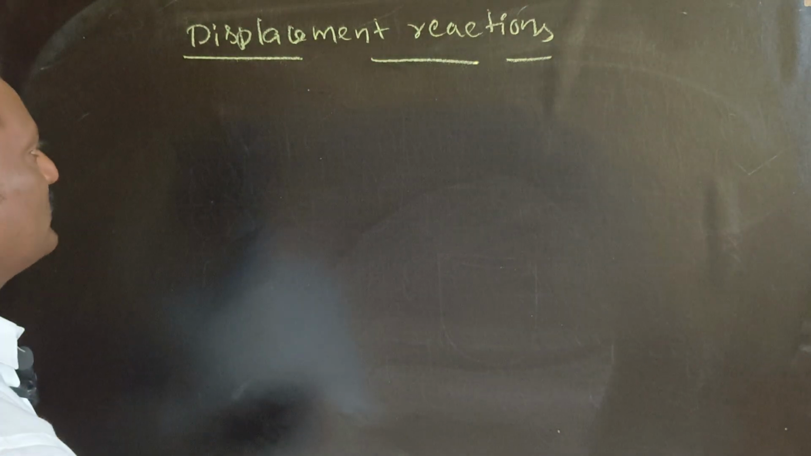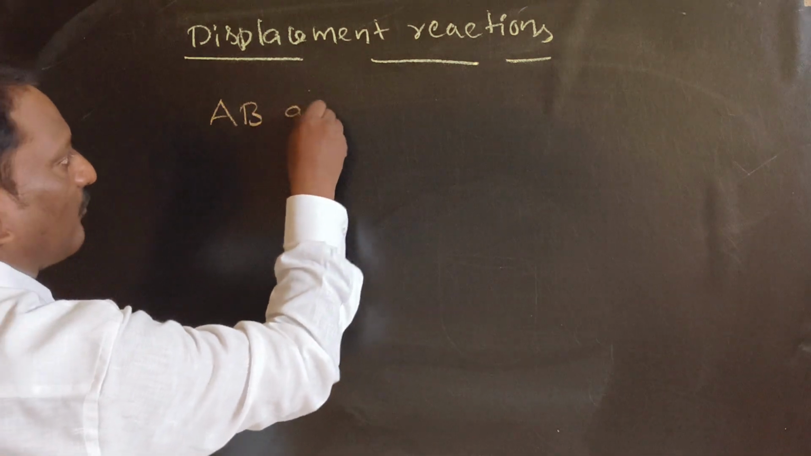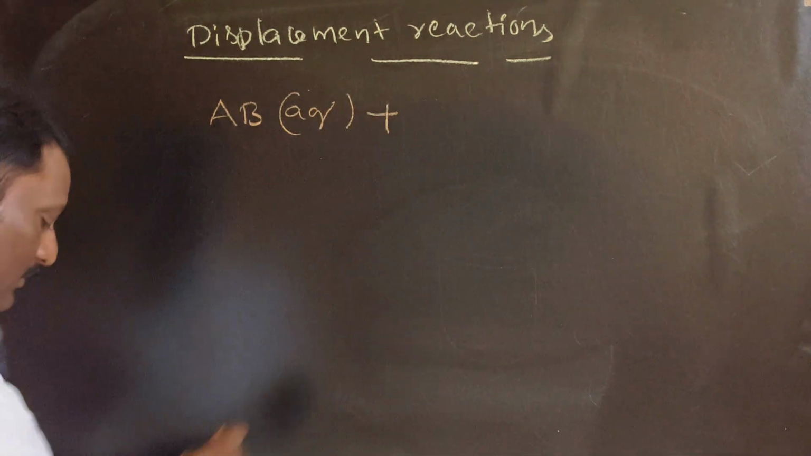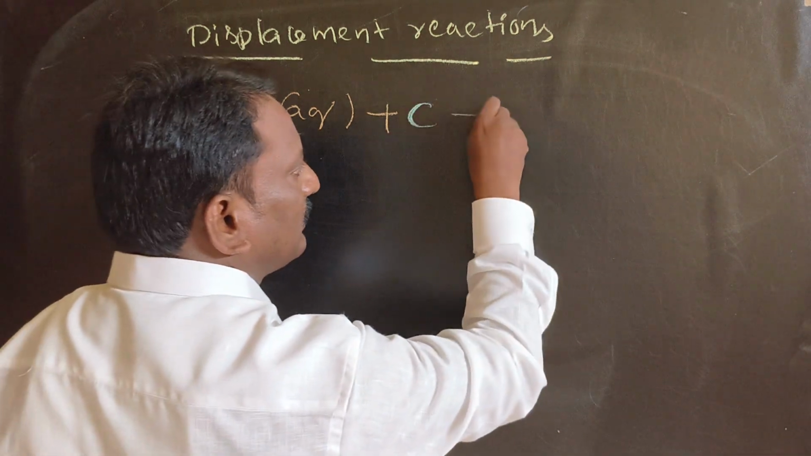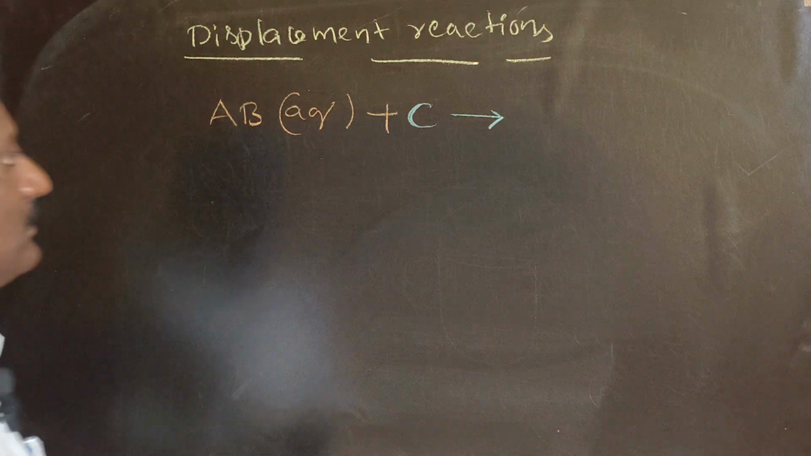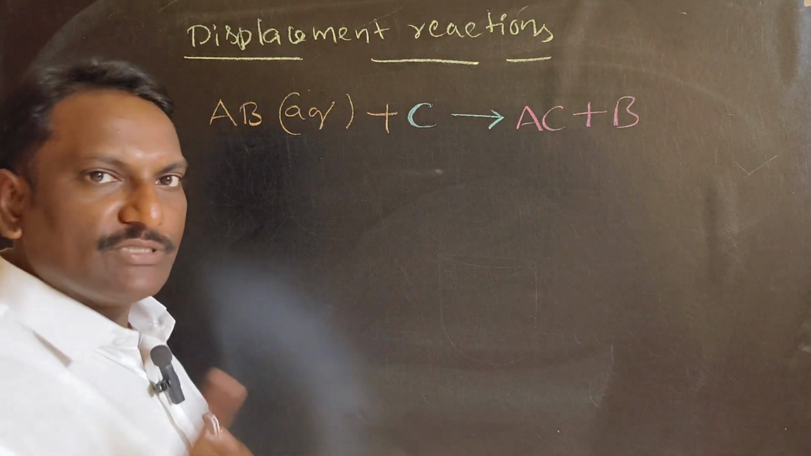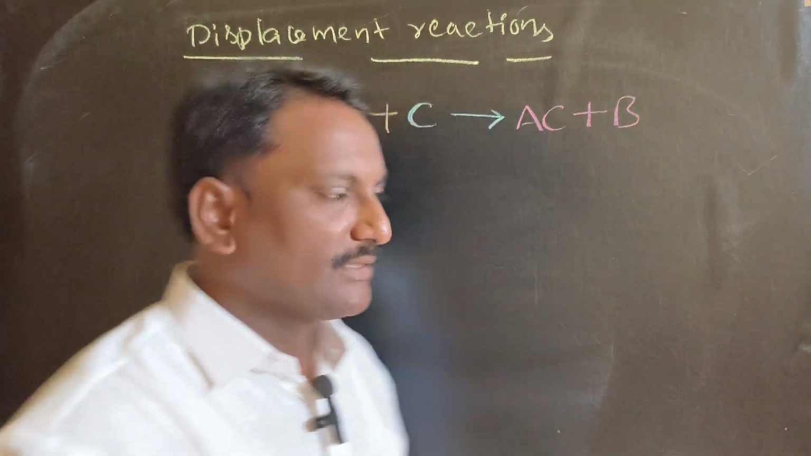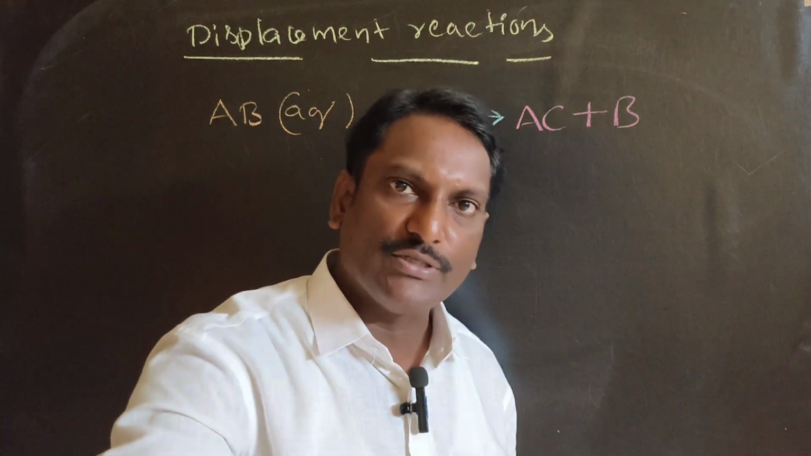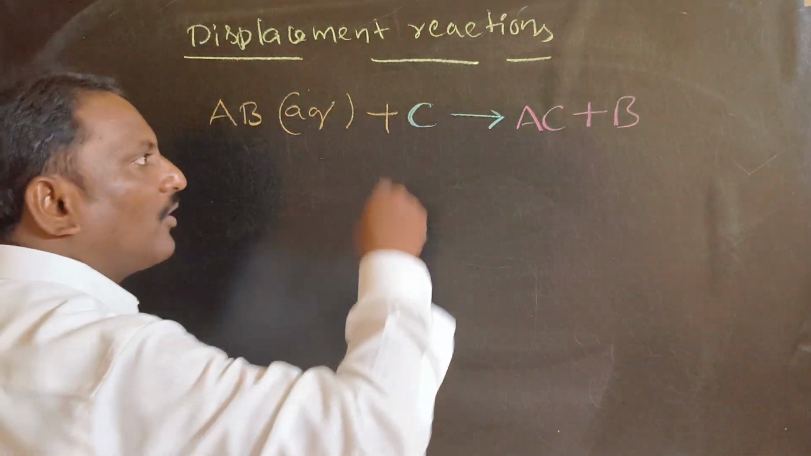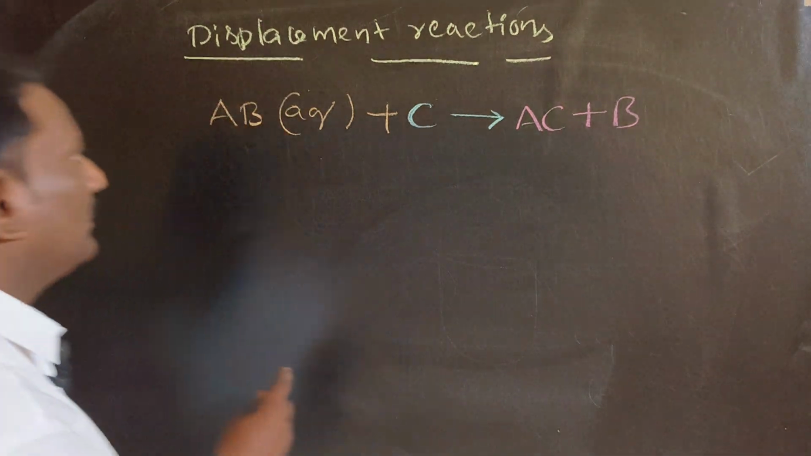Let me take one generalized equation. Let us assume AB is the aqueous solution. In aqueous solution of AB, I am dropping C, element C, and we have got AC plus B. Let us assume this is the generalized equation regarding displacement reaction. This is an aqueous solution of AB. I am dropping C in the aqueous solution of AB. I have got AC plus B. What will happen here?